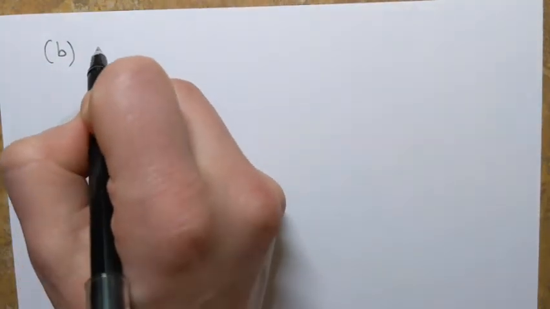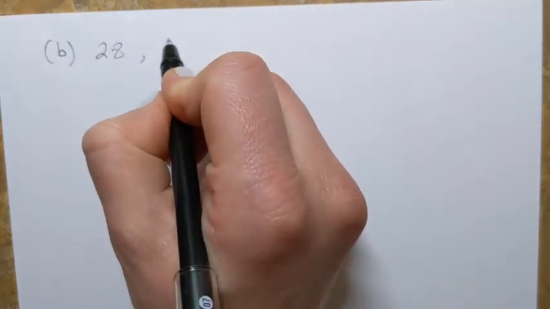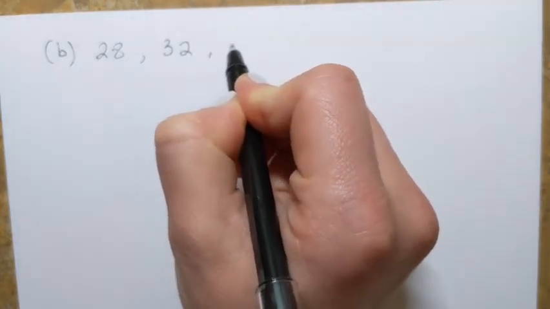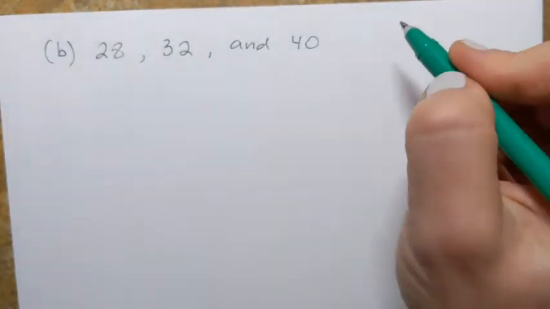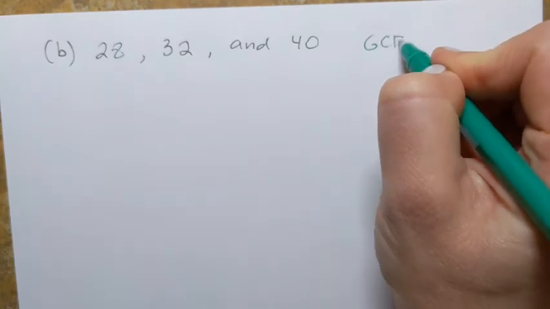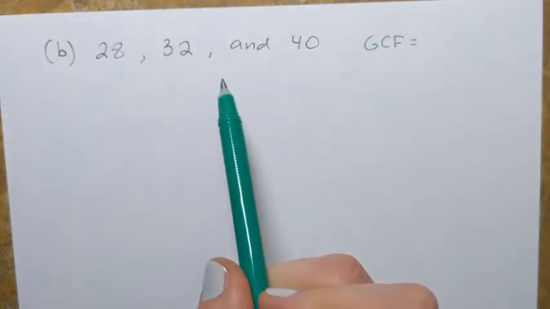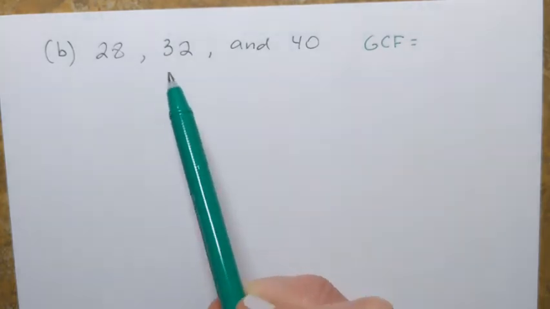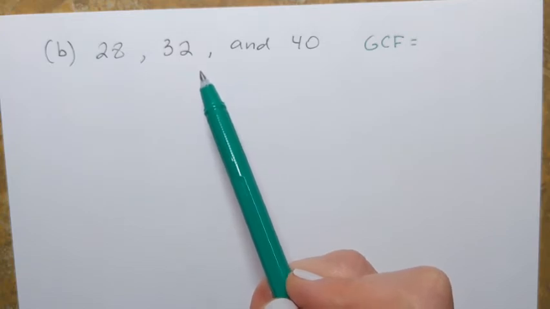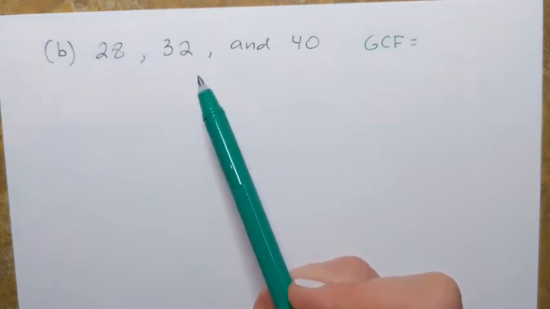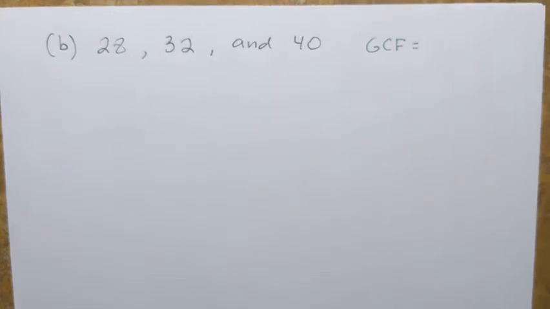Now in example B, let's look at three numbers. Can we find GCF not for two but three numbers? Yes, we can, and the idea will be similar. So we'll use 28, 32, and 40. You can start thinking the same way. What is the largest number that divides all those three? Well, I can see that they're even numbers. So since they're even numbers, it's guaranteed that 2 divides all of them. But can I find something higher than 2? Think about it. And we're going to check that by using the prime factorization.